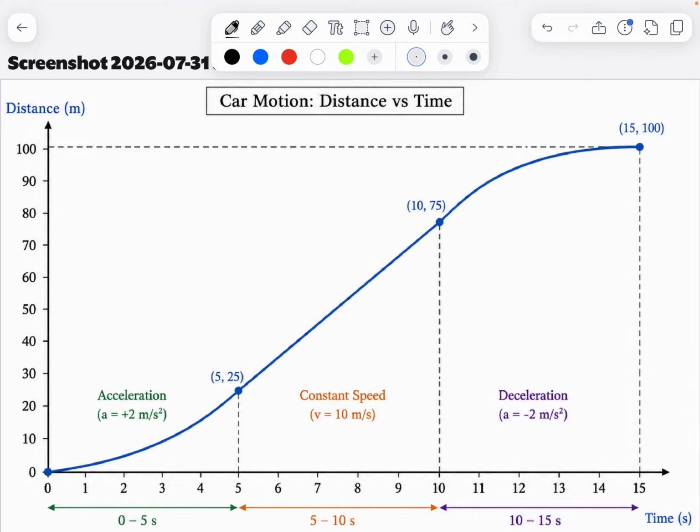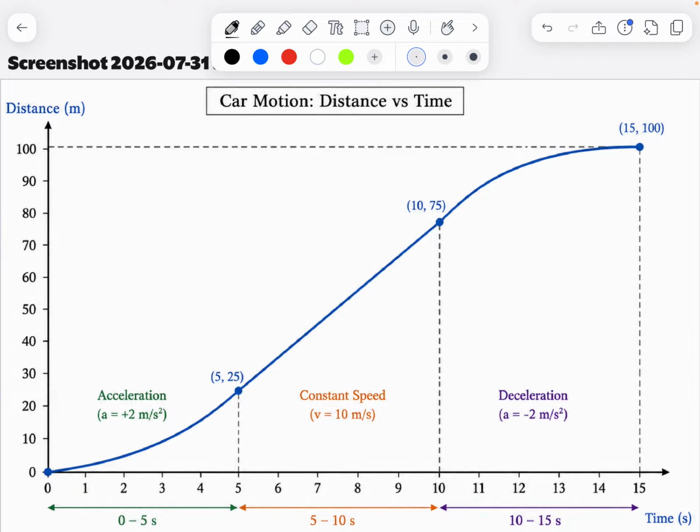Notice the shape of the curve. At the beginning, the graph gets steeper and steeper, meaning the car is accelerating. The car covers more distance every second because the speed is increasing. But now in the middle section, there is constant speed. The graph becomes almost a straight line. A straight line has a constant slope, which means the car is moving at a constant speed.